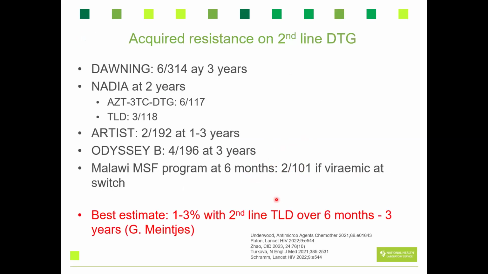So how much resistance are we seeing? This is just a list of some of the trials that have been done. And then the last one is an implementation program from Malawi. Graham Minky's best estimate is that 1 to 3% of patients on second-line TLD, so TLD2, will develop resistance between 6 and 3 months. So that is 1 to 2% of patients who are switched to TLD2. That is not 1 to 2% of patients who are failing TLD2. And I'll show you some data on that.